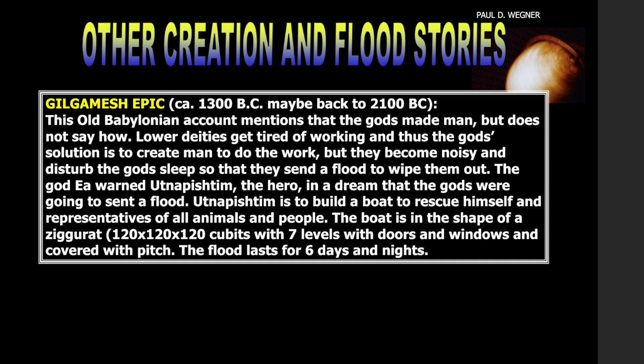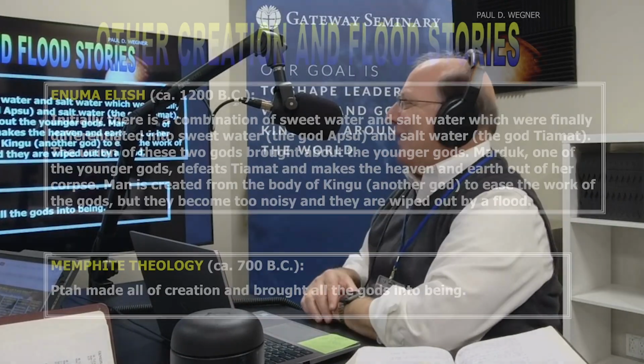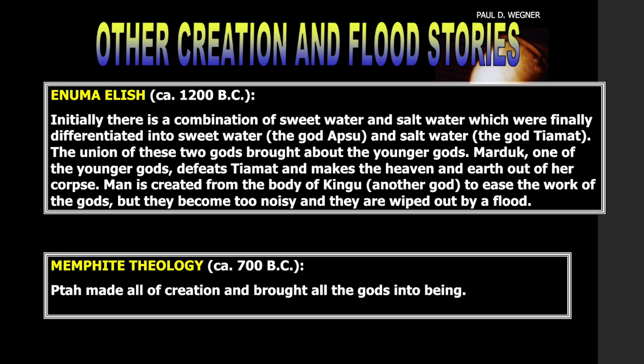It's almost like the shape of a ziggurat, like a temple, kind of. Yeah, is that kind of the idea? Kind of pyramid-y type thing. Yeah, it says the shape of it. It says it was 7 levels, with doors and windows covered with pitch. And again, the flood lasts for 6 days and nights. So a ziggurat, or at least a cone kind of shape, is not going to float. And the days are just not long enough. So it seems to me we've got some pretty good evidence that our biblical text is actually more logical anyway. Yeah.